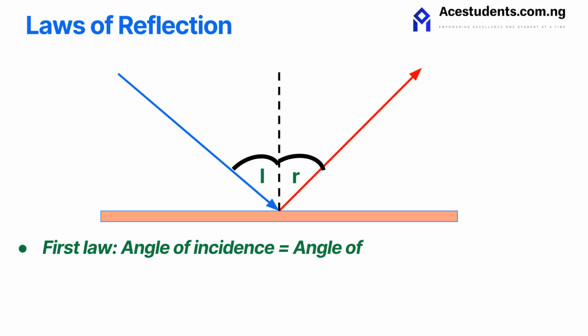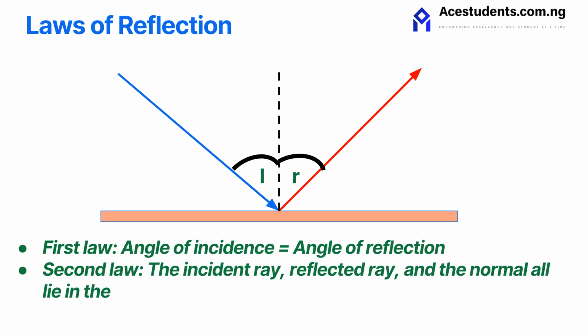This leads us to the first law of reflection. The angle of incidence is equal to the angle of reflection. For example, if the angle of incidence is 30 degrees, then the angle of reflection will also be 30 degrees. The second law of reflection states that the incident ray, reflected ray, and the normal all lie in the same plane.